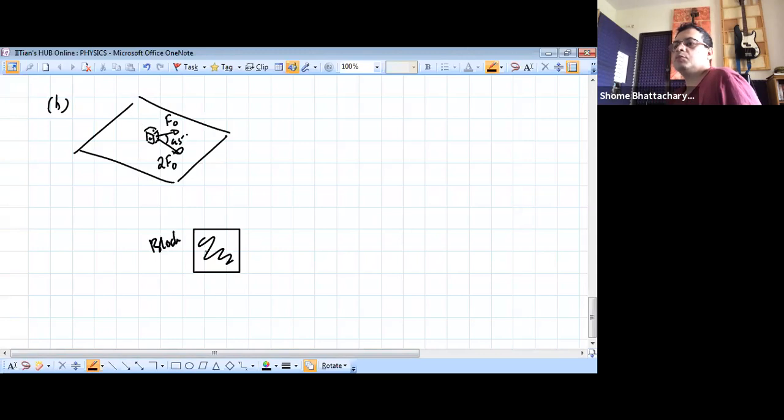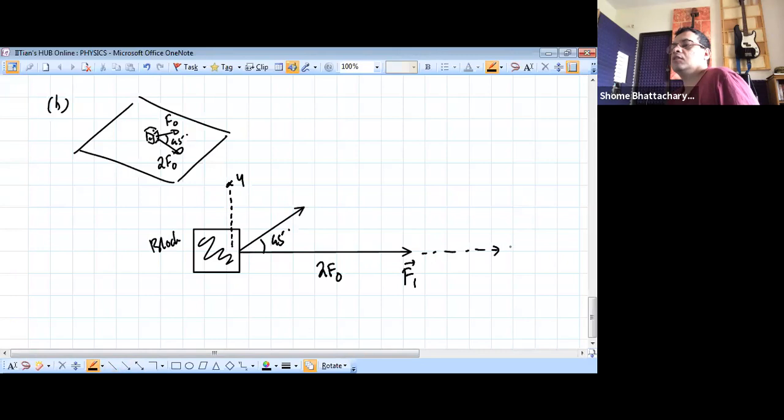You see the block from above. The combination of forces acting are this force of magnitude 2 F naught, but direction like this. Let's say this is F1 and at an angle 45 degrees to it. So let's say you're taking this as your y-axis. This is your x-axis. So in this diagram, this is your x-axis.